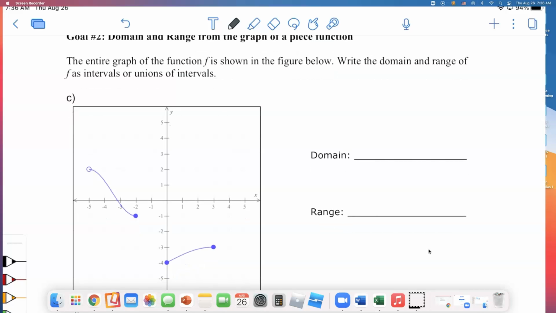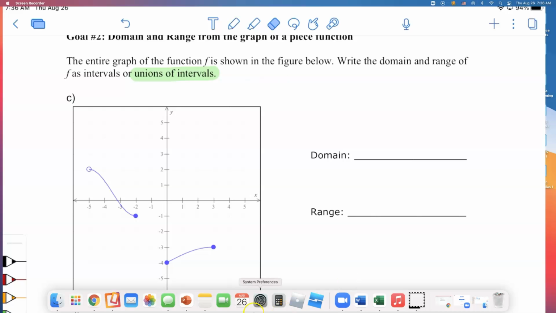The entire graph of the function f is shown in the figure below. Write the domain and range of f as intervals or unions of intervals. So this will be the newer thing. It's very similar to what we did last class. But to write unions of intervals, we're going to use the U symbol, okay, in between two intervals. If you have more than two intervals, I'll show you.